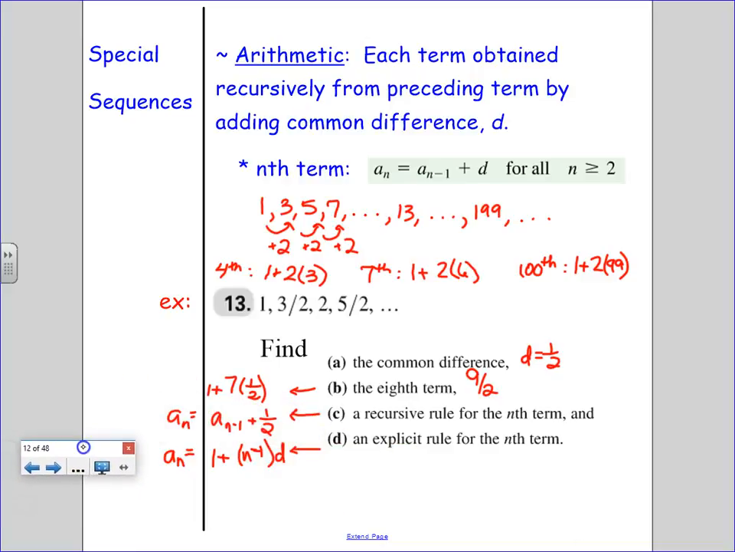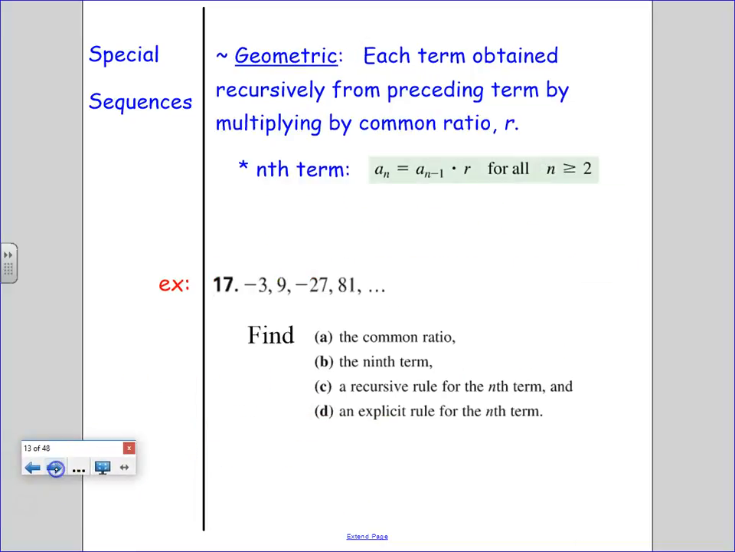The easiest way for me to get there is to do a big circle. Okay. Geometric, what's different? Now it's multiplying by a constant to get from one term to the next. And this one that you guys saw, number 17, what was the common ratio? What did you find? R equals -3.